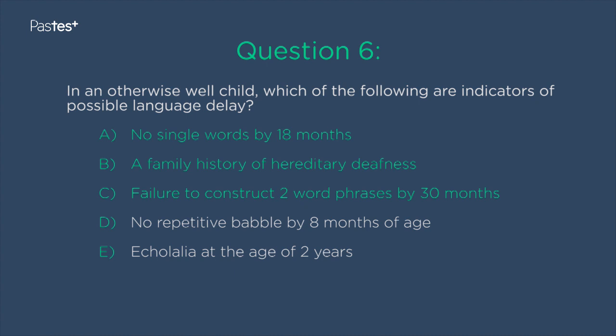Echolalia, which is repeating phrases others have used, is common at 2 years of age. And failure of children to say single words by 18 months should raise concern. A child with a family history of deafness should be screened during early childhood. In fact, most babies are now screened in the neonatal period on the Universal Hearing Screening Program. There should be a hearing test performed whenever parents express concerns regarding their child's ability to hear properly. So the answers for this question are: A is true, B is true, C is true, D is false, and E is false.